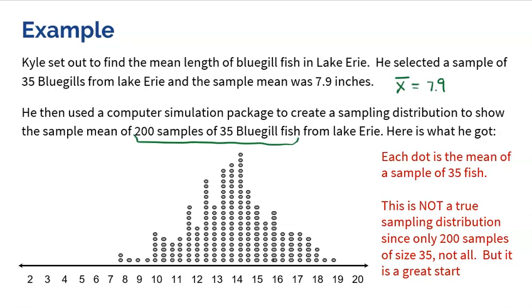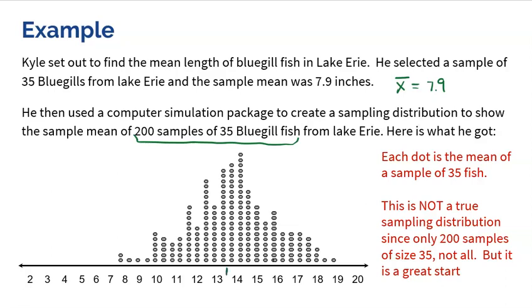Now, is that a sampling distribution? Honestly, no. But it's a pretty good start. But remember, a true sampling distribution would show all possible sample means from all possible samples. I'm going to tell you right now, there's a lot of bluegill fish in Lake Erie, so there's a lot more than 200 samples, but this is a pretty good start. So every dot represents a sample, and now he can kind of get a feel for this, right? He sees, wow, a lot of samples are around 13.5 inches. That kind of seems to be the center, right around 13.5.